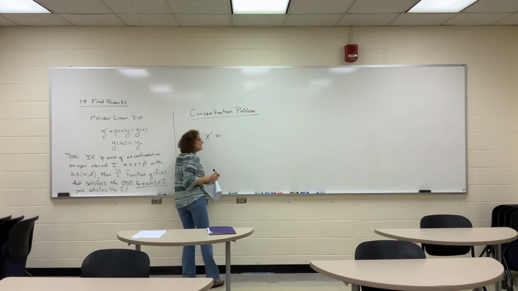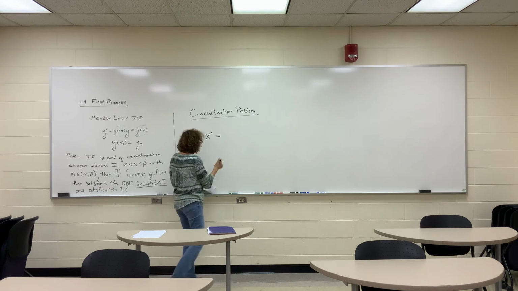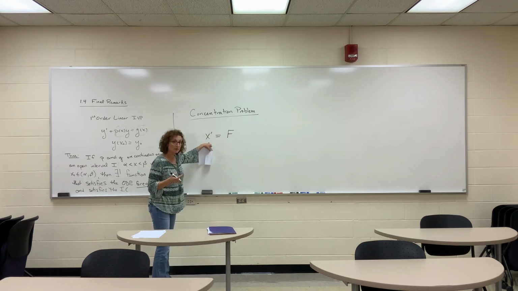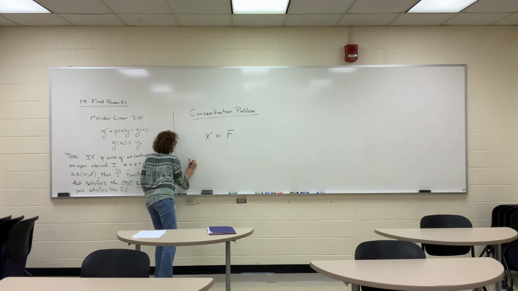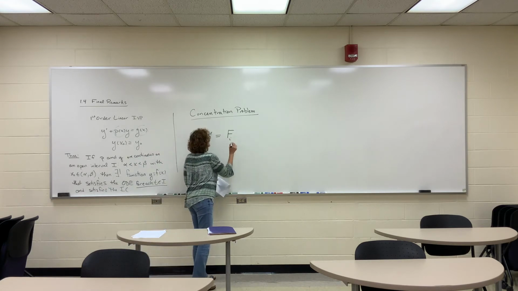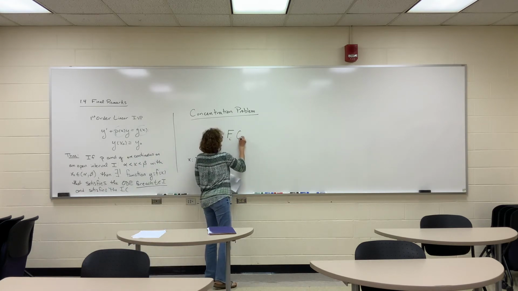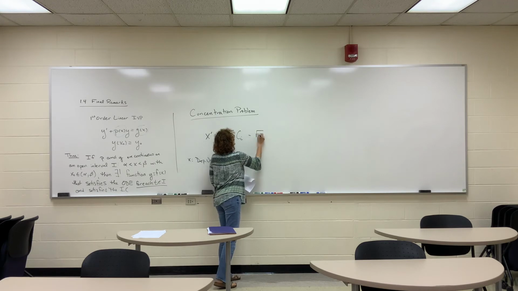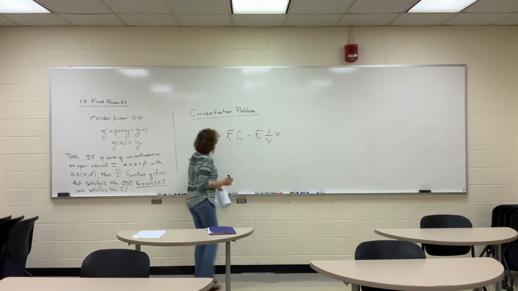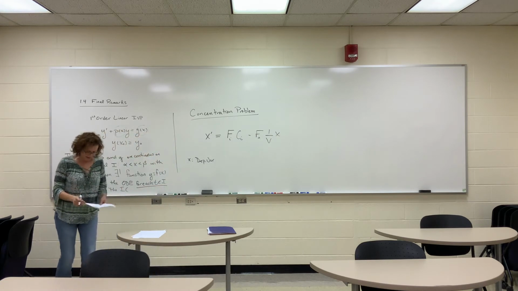So here's the basic form of a concentration problem. X prime is, and sorry, this X is the what variable? Good, dependent variable. You know that just by me writing that down. Now we don't know what any of these other things are. F_i C_i minus F_o 1 over V X. What in the world is that?